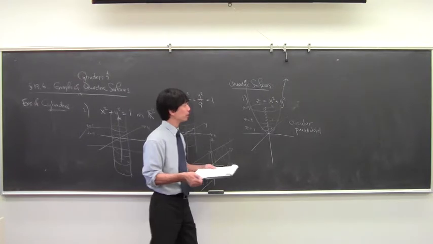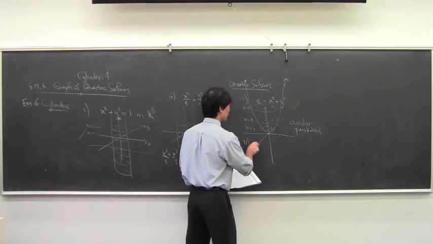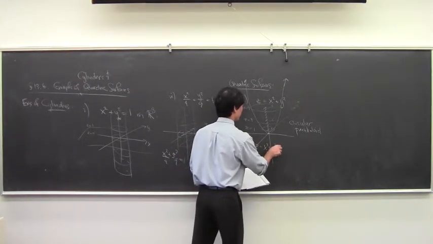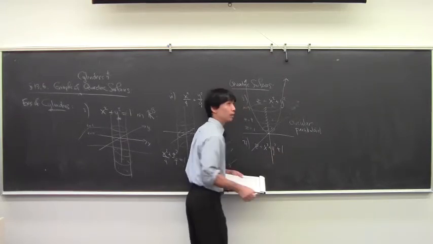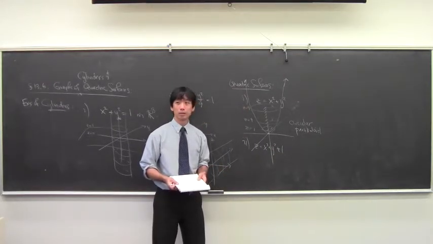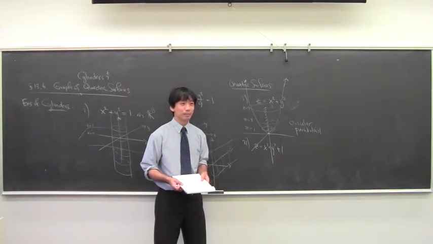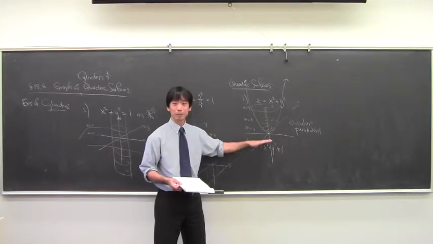Okay. If I had something like this, z equals x squared plus y squared plus 1, what do I get? What's the difference? Peter? It just shifted up 1. Okay, so same thing, just moved up 1.